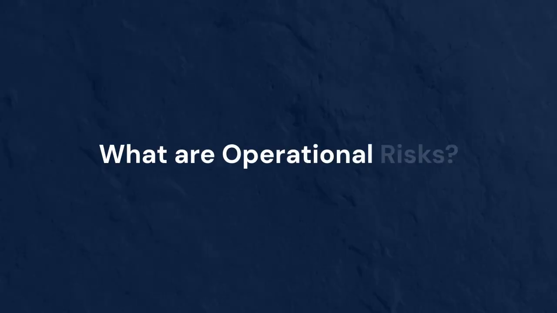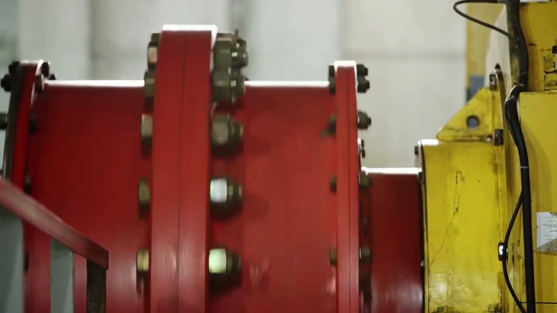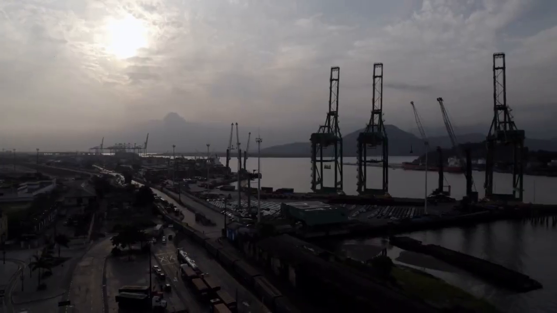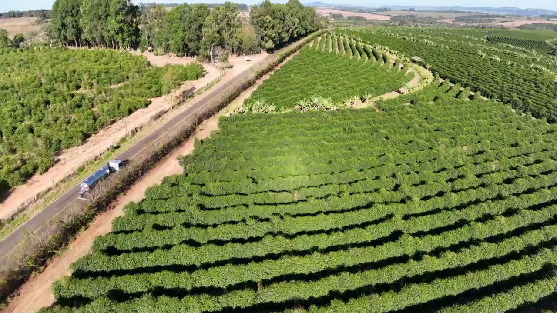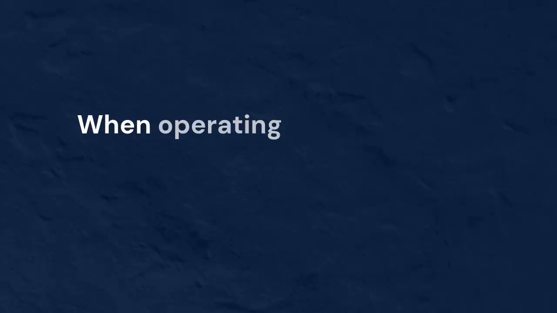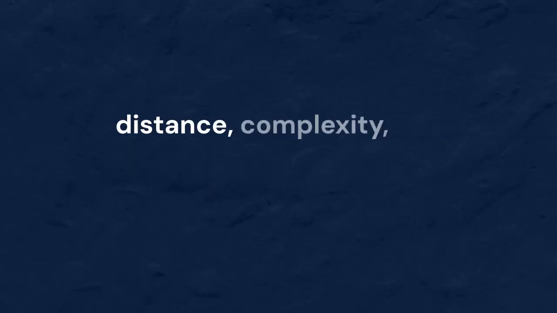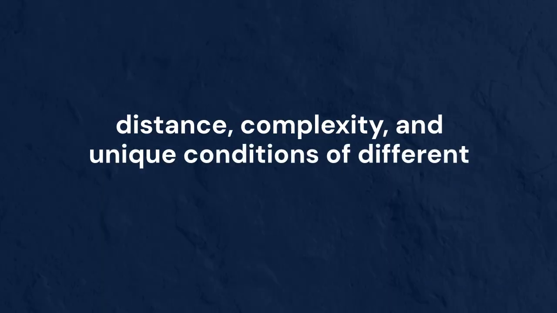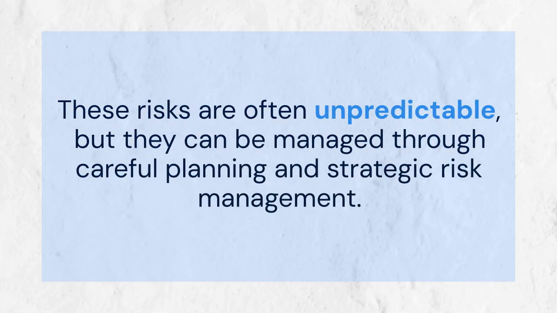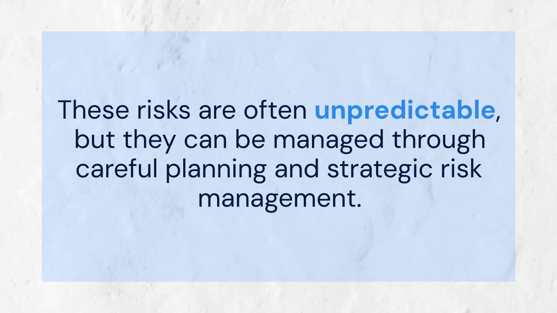What are operational risks? Operational risks are disruptions that occur within the internal processes of a company. This could include supply chain interruptions, manufacturing delays, logistical bottlenecks, or even workforce issues. When operating internationally, these risks can become more complicated due to the distance, complexity, and unique conditions of different regions. These risks are often unpredictable, but they can be managed through careful planning and strategic risk management.